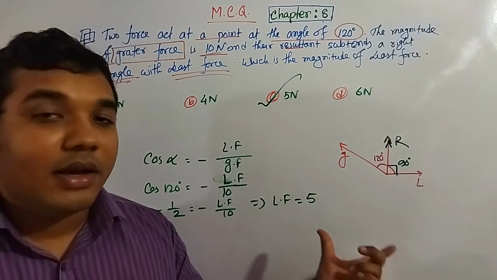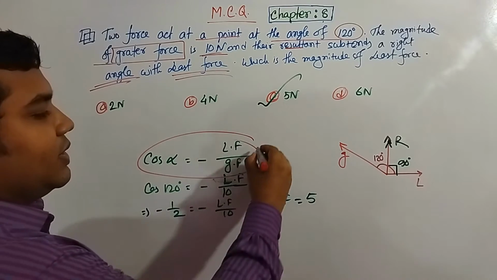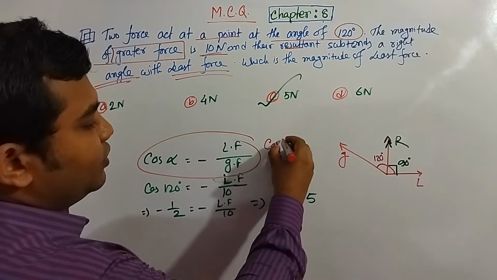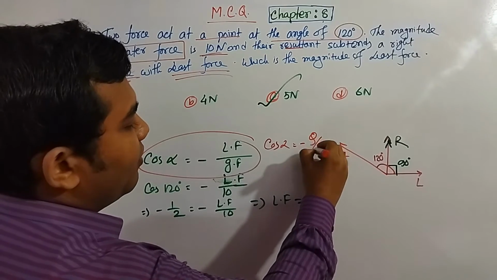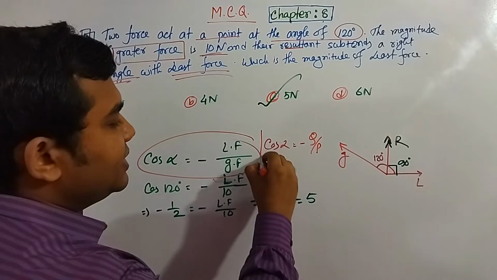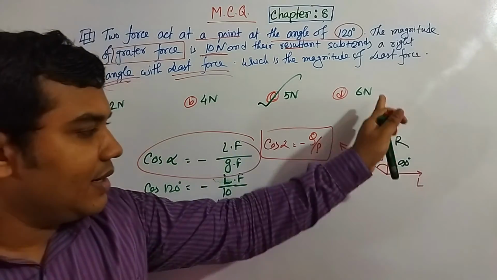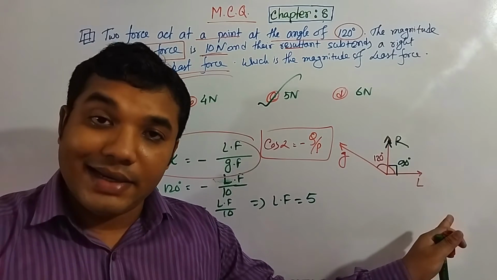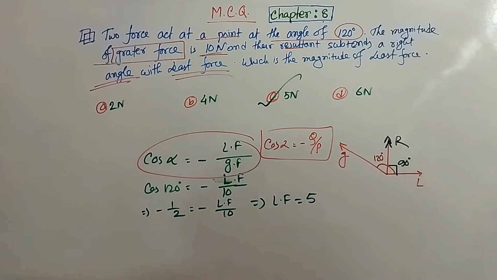So when we have such a question, it is generally solved this way: cos alpha equals minus Q over P, that is the smallest over the largest. That is the shortcut formula we'll use if the resultant creates an angle of 90 degree with the least force. Clear? Okay, now we'll go to the next part.